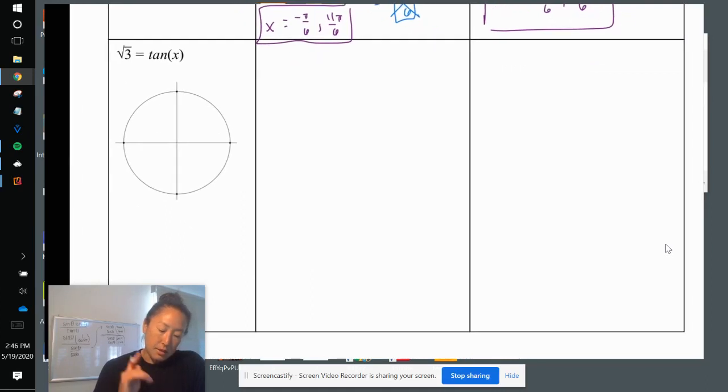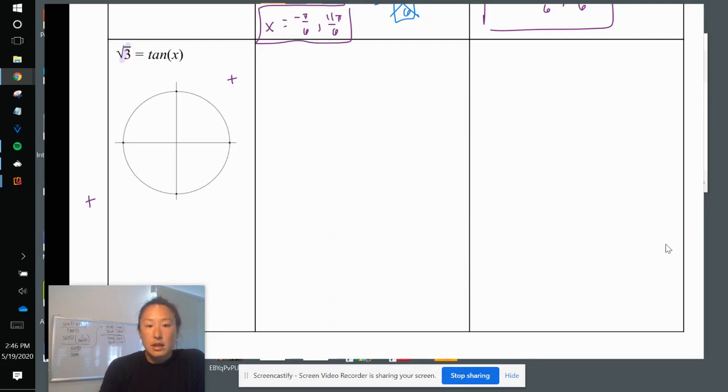Tangent ratio. Is it positive or is it negative currently? So the ratio is root 3, which is positive. Tangent ratios are positive in the first and the third quadrant. Where will your principal value be? That's right. It will come from the first quadrant. So now I'm going to go ahead and draw my little triangle there.